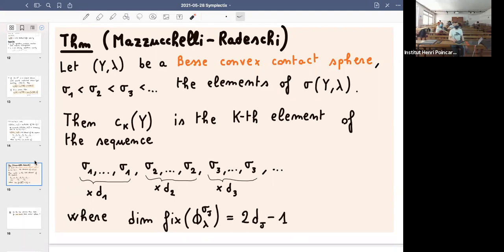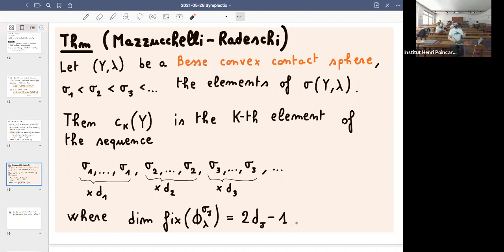So our second theorem, which was really our goal, gives a recipe for computing the Ekeland-Hofer capacities of Besse convex contact spheres. And it tells us that the recipe is the same as for ellipsoids. You have a Besse convex contact sphere, you enumerate its action spectrum in strictly increasing order, sigma_1, sigma_2, and so forth. Then you write down this list by repeating every sigma_j according to a multiplicity, and the multiplicity is the same as before. So you take the subspace of sigma_j periodic orbits. We know it's actually an integral homogeneous sphere. In particular, it's connected. Its dimension is 2d_j minus 1, and d_j is the multiplicity of sigma_j. Okay, so with this, c_k of Y is the kth element in this sequence.